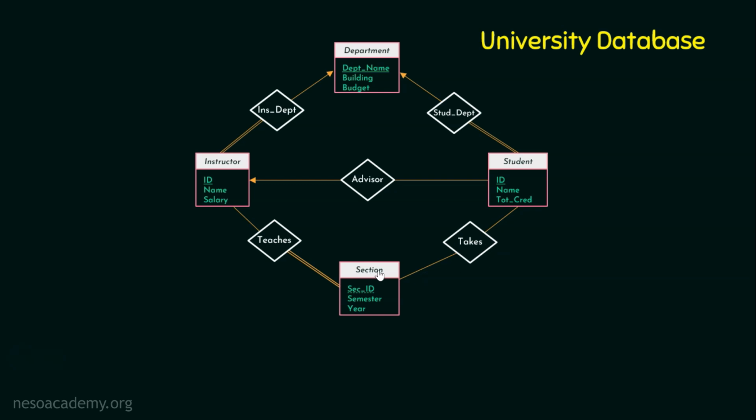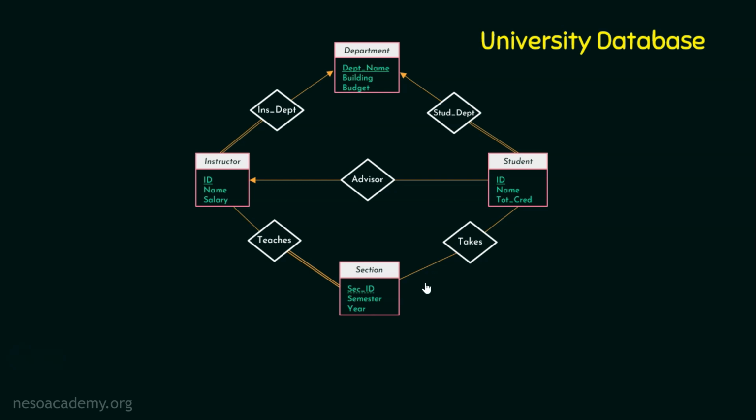Now you may be asking why I have given a dotted line for this section ID attribute. If you see the section entity that contains three attributes, section ID, semester, and year, there is no primary key here. In fact, section ID, semester, and year, all three together should form a key. In simple terms, there is no primary key attribute in the section entity. Of course, you can have dashed underlines for all three. I mean section ID, semester, and year.